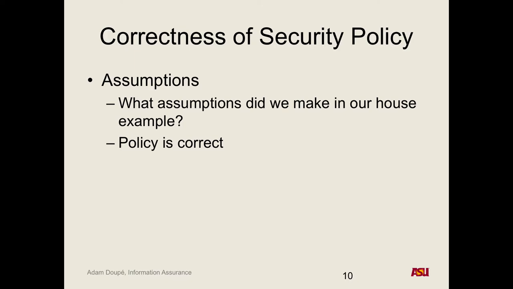So we talked about a couple of things, right? We're assuming essentially that the policy is correct. This goes back to the people and being able to identify people, right? So there's an assumption there that the policy is correct. So how do we verify that the policy is correct?